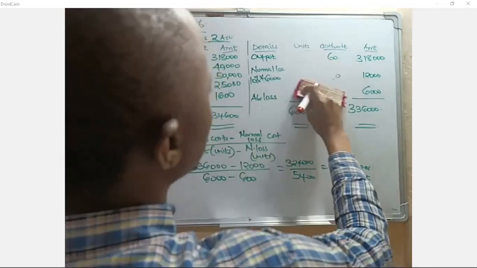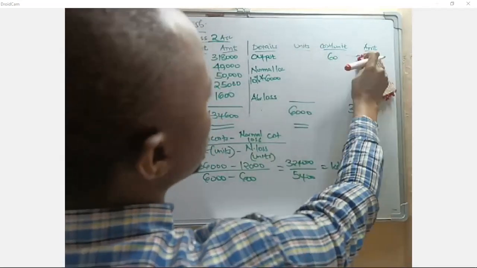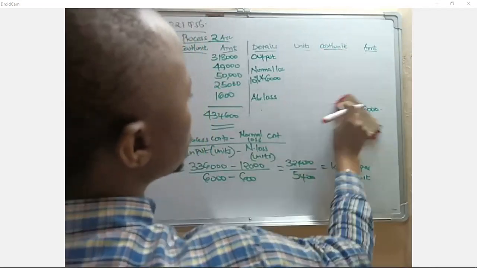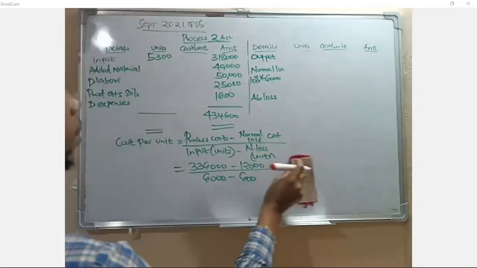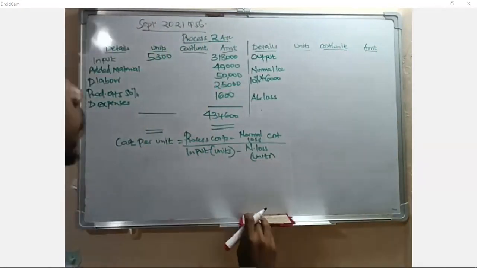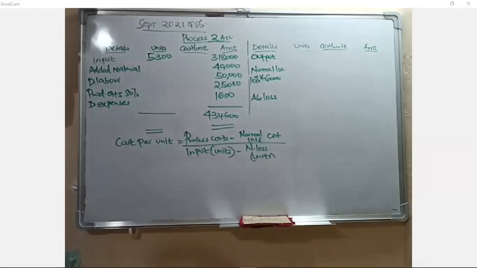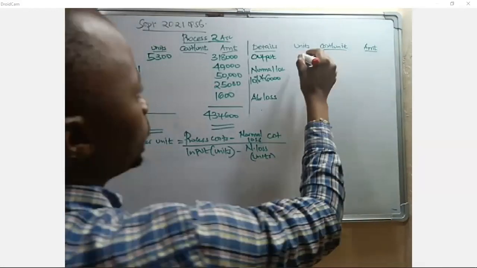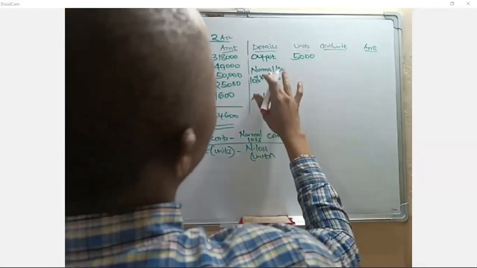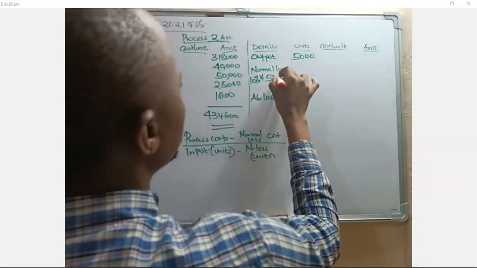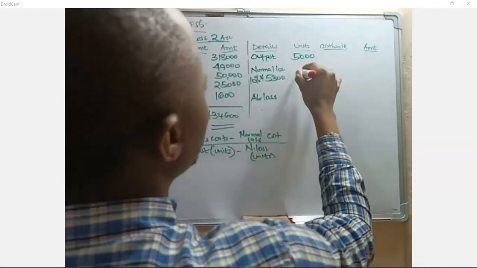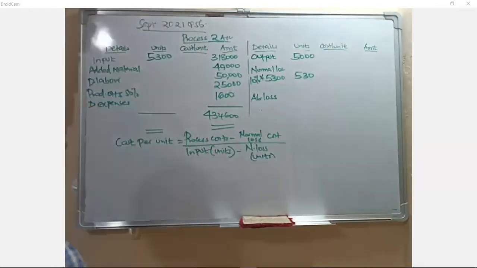What about the credit side? It does not mean that we are going to have abnormal losses all along. So let me see whether we have abnormal losses. What I have to factor in is that our output now is 5,000 under the additional information. The examiner has given you 5,000. The normal loss would be 10% of the input, 5,300, which translates to 530. So how much is our abnormal loss?